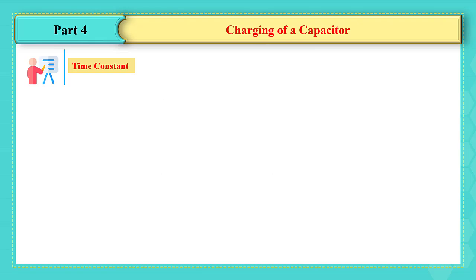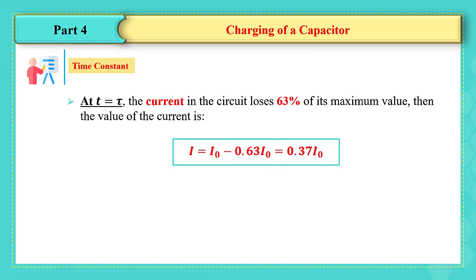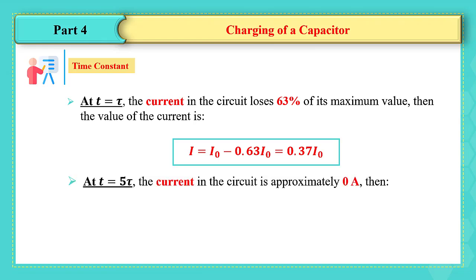What about the current? At time t equal to tau, the current in the circuit loses 63% of its maximum value, then the value of the current is I equal to I0, which is the initial maximum value, minus 0.63 I0, which is the value lost by the current during the charging process, at time t equal to tau. If we subtract these two, it will give 0.37 I0. Then we can say that at time t equal to tau, the value of the current inside the circuit is equal to 0.37 I0. At time t equal to 5 tau, the current in the circuit is approximately equal to 0, and I is equal to 0.